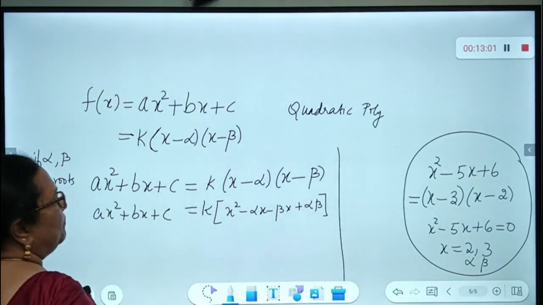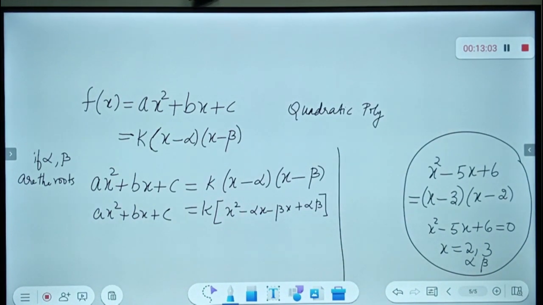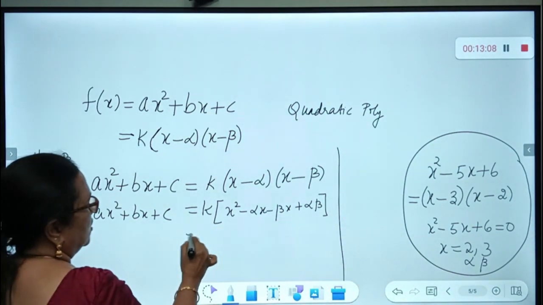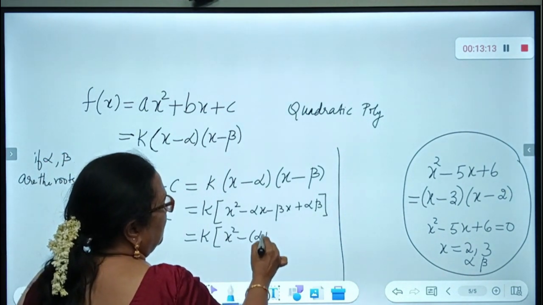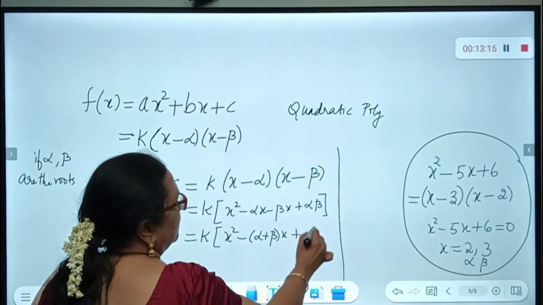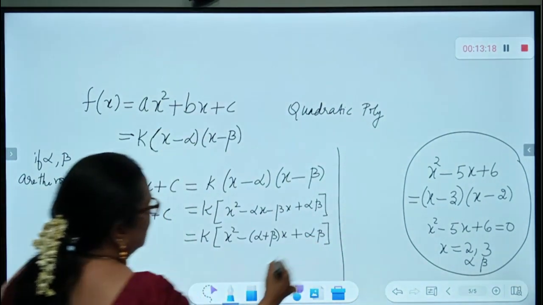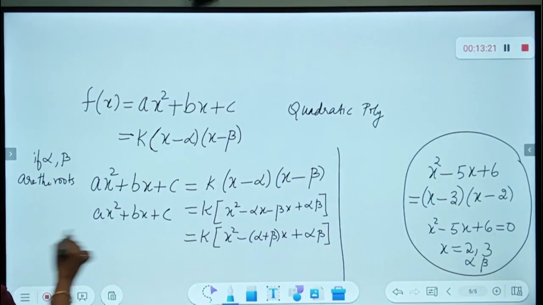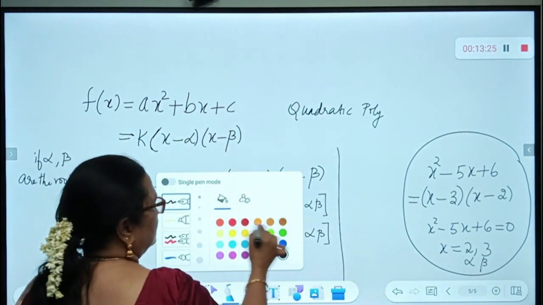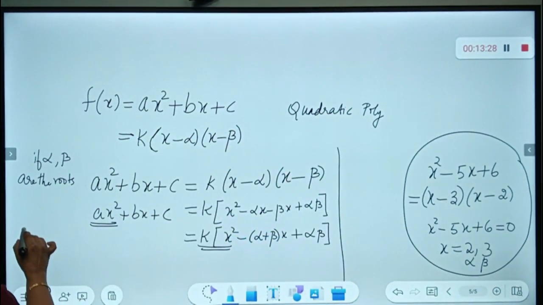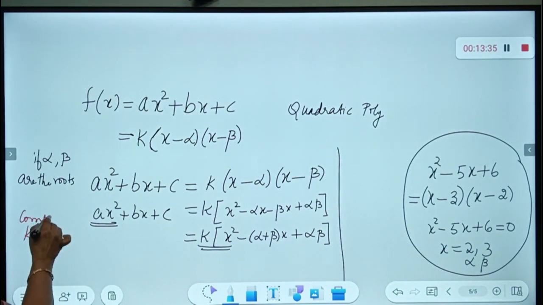Now, I am going to compare the coefficients of x square on both sides, x on both sides, and the constant term. So, this is k into x square minus alpha plus beta into x plus alpha beta. So you get clearly, when you compare the coefficient of x square, you get k equal to a.